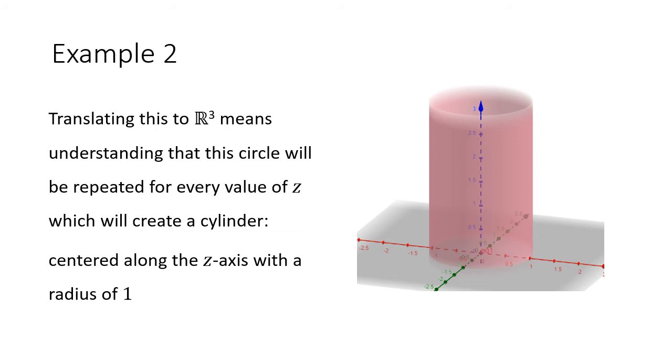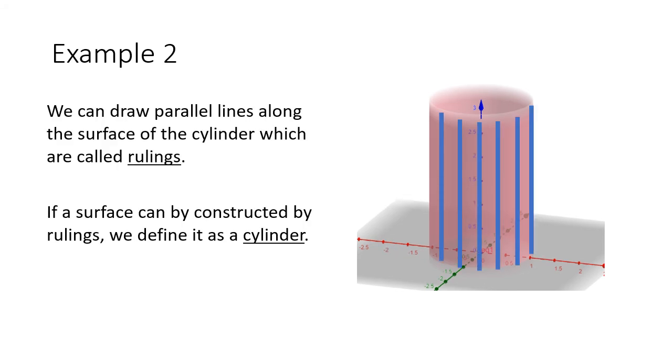Then to translate this to R3 means that it's going to look the same for every slice of z equals some number. So it's a circle all the way up, which is exactly what a cylinder is. It's circles all the way up, centered along my z-axis with a radius of 1. It's a cylinder. We probably already knew that this was a cylinder. That's a fairly common shape.